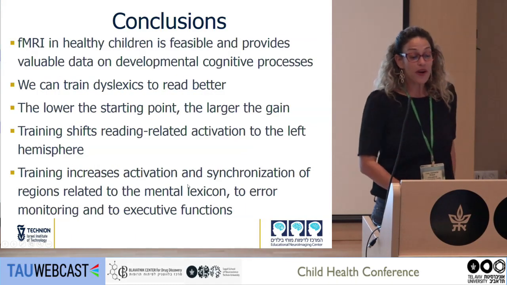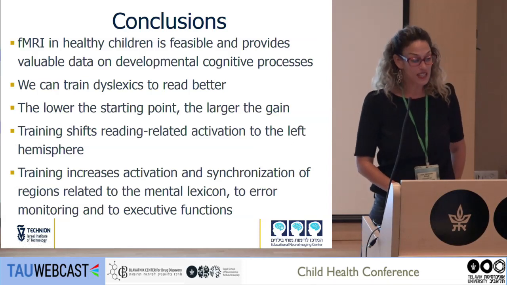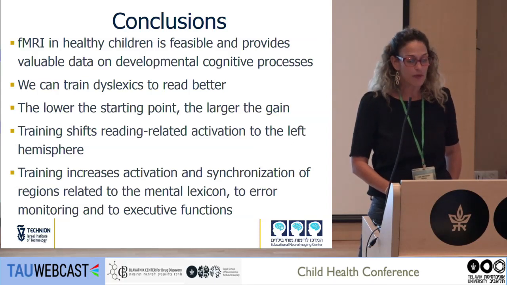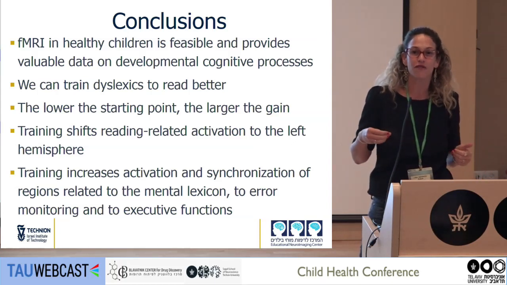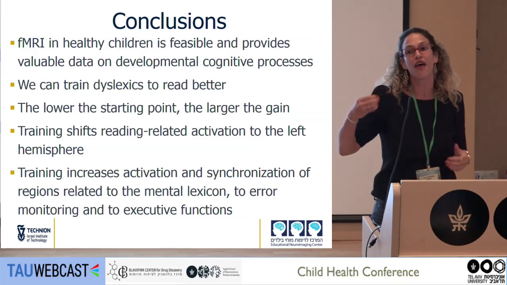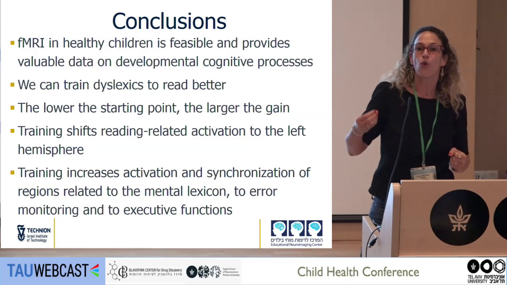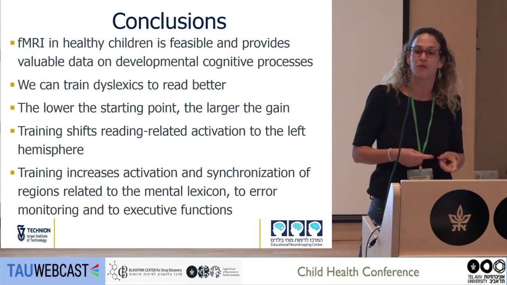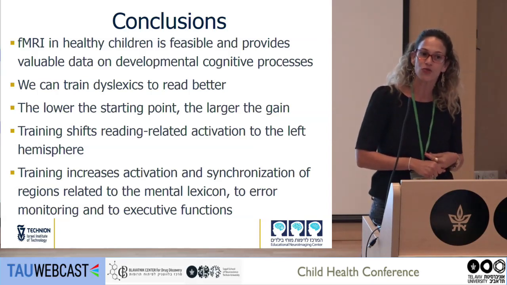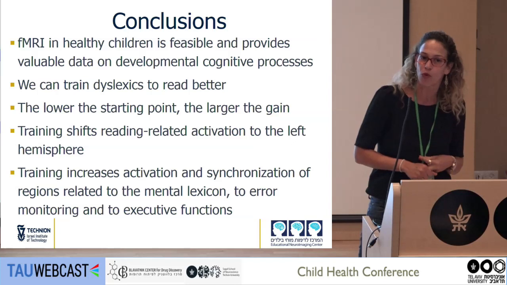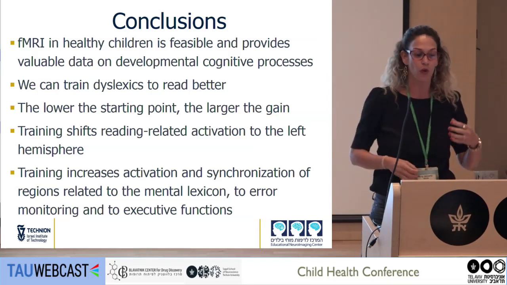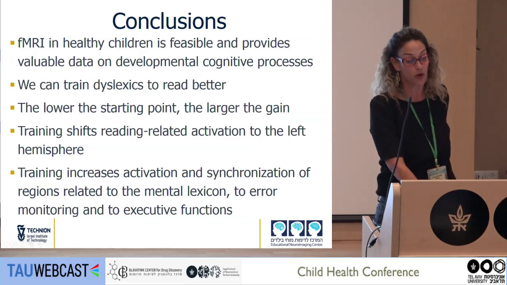So to conclude, fMRI in healthy individuals is feasible and provides valuable data. We can train individuals with dyslexia to read better. We saw an involvement of cognitive control networks in the process, which made us think that maybe other populations with low executive functions, like autism, children with epilepsy, children who were born preterm, might benefit. We know that here in Israel with the IVF we have many children born preterm, where the frontal region is not mature yet. So we would love to look at this population as well, and we're looking at it already.